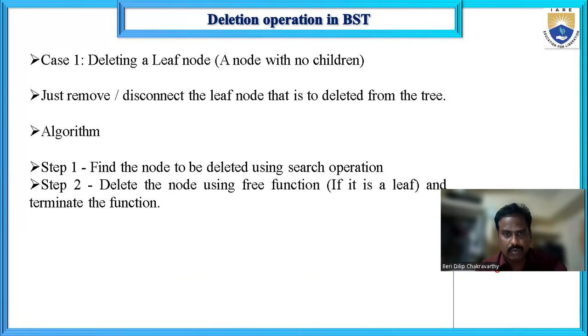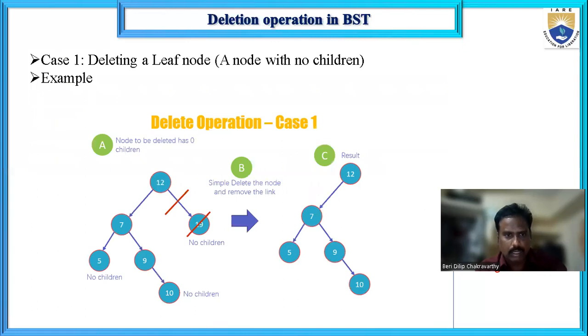If I'm trying to delete a leaf node which has no children, I can just remove that element. Okay, no need to worry about anything. So I can just remove it from my tree. Find the node to be deleted using the search operation, and then simply delete the node using the free function. Okay, observe this example here. 19 is the leaf node I need to delete. As there are no children, I'll simply delete 19, and my tree becomes like this. Okay, so this is my first case.